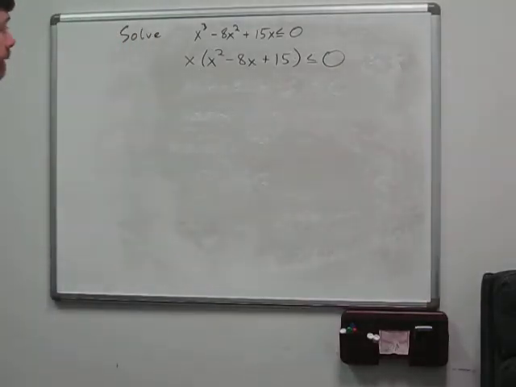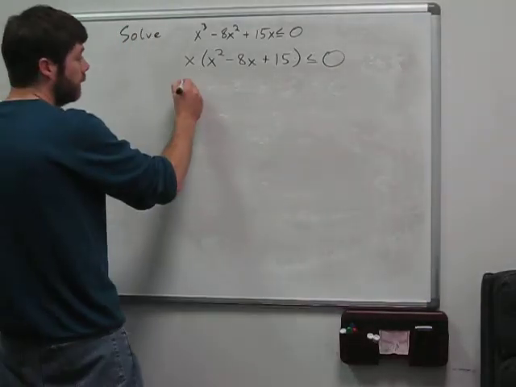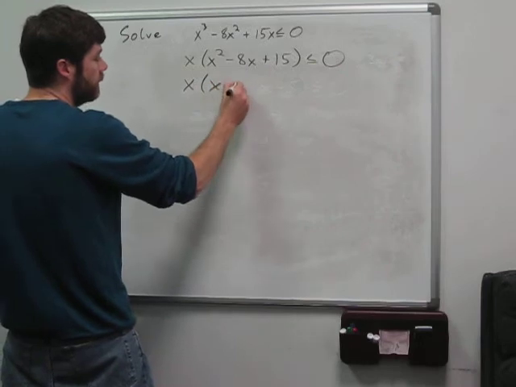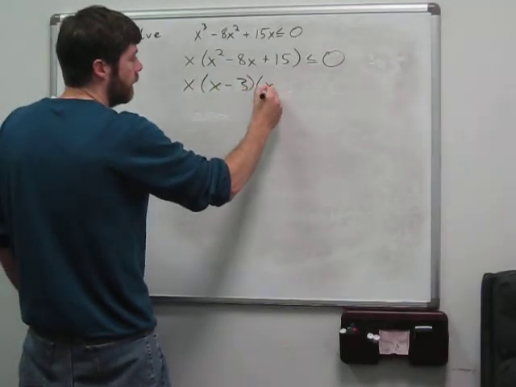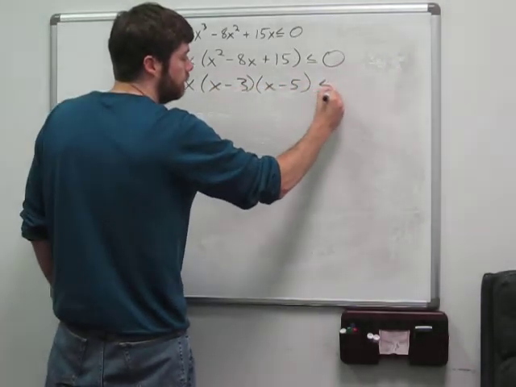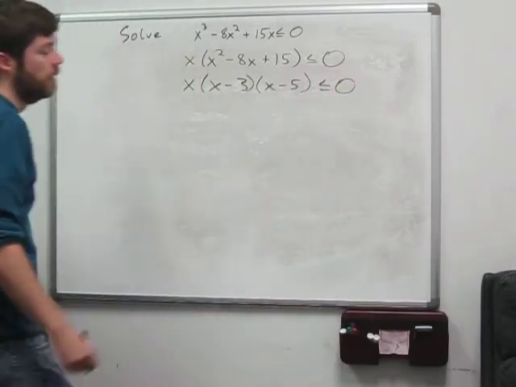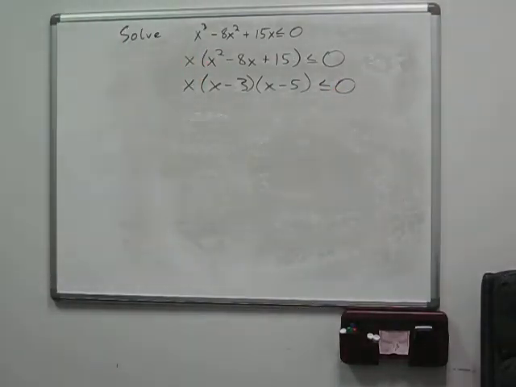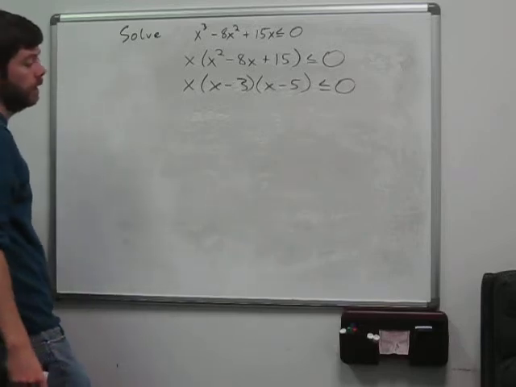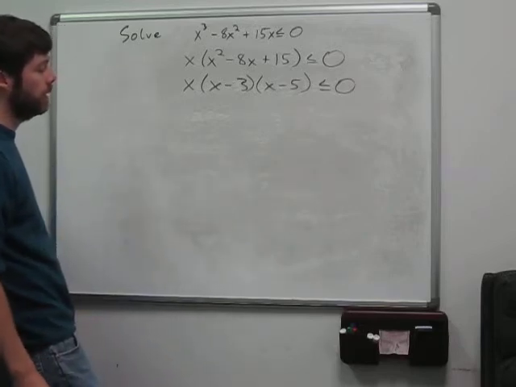And then we can further factor the resulting quadratic. This one factors as x minus 3 times x minus 5. And the reason we like the factored form again is because we can easily read off the zeros for the polynomial, and it also makes testing the subintervals an easier process.